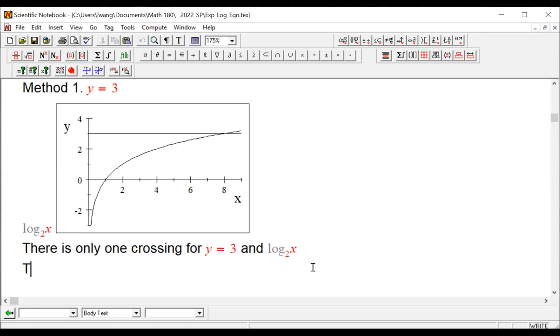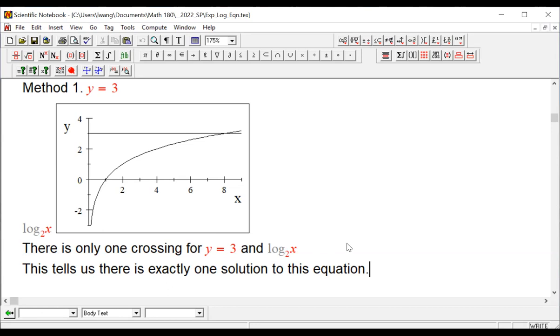What does that mean? This tells us there is exactly one solution to this equation. Not 2, not 0, exactly one solution. And if you can read the value from the graph, you find it. So this is going to be x. Let me use the color to indicate x. This is x.